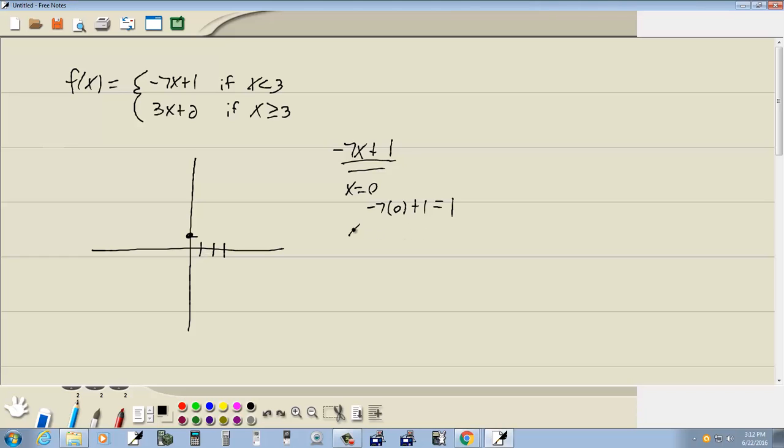Now if I plug in x equals 1, I get negative 7 times 1 plus 1. Negative 7 times 1 is negative 7, plus 1 is negative 6. So we got 1, negative 6. And this is when x is less than 3. Which means that if I draw this down, since it's less than, this will be an open dot here.